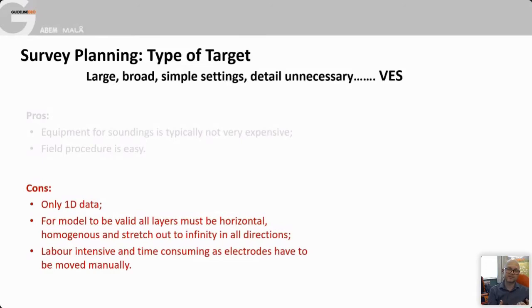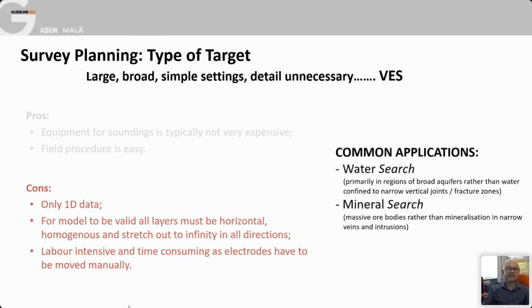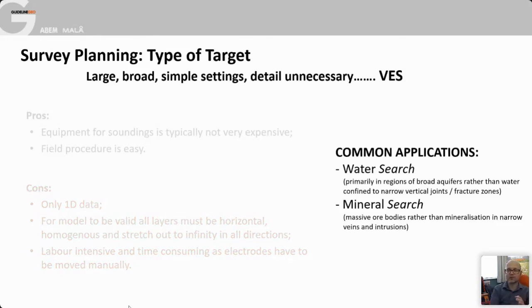The downside is that it's only 1D data, so we've got a single resistivity sounding, and it makes some very big assumptions then, which is that the layers that we see in our final model, it's assuming that these are horizontal, and it's assuming that they extend to the horizon in all directions without changing. In a lot of instances, that is quite a big assumption to make. So when you apply VES, you need to bear in mind that there could be this limitation on the accuracy of the final model. But it's commonly used primarily water and mineral applications, but primarily for search surveys.